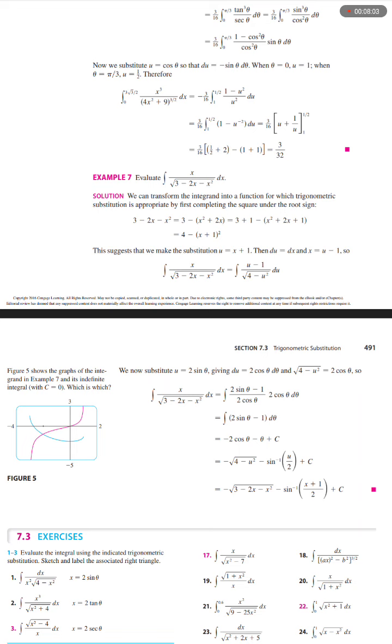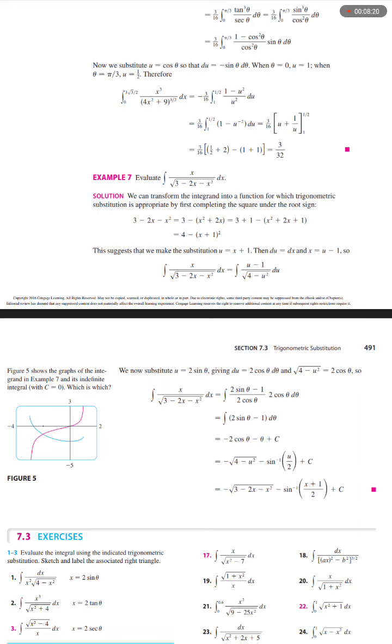Sidebar: figure 5 shows the graphs of the integrand in example 7 and its indefinite integral with C equals 0. Which is which? See figure 5.